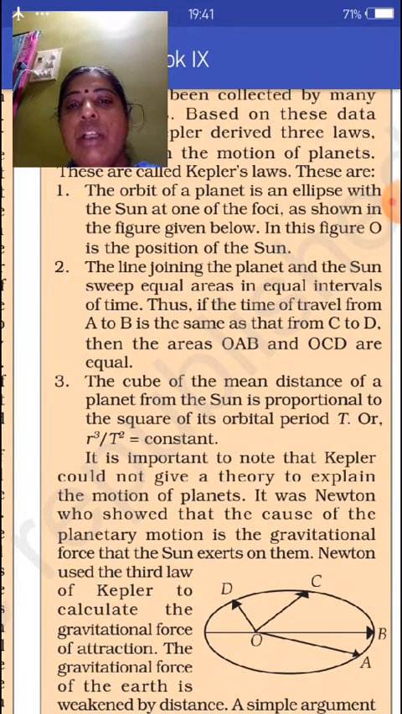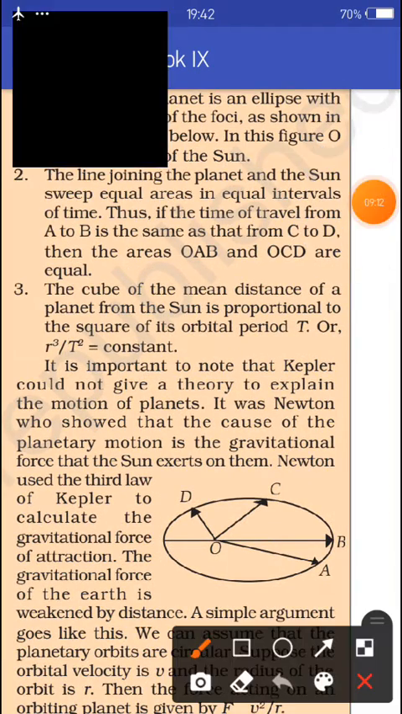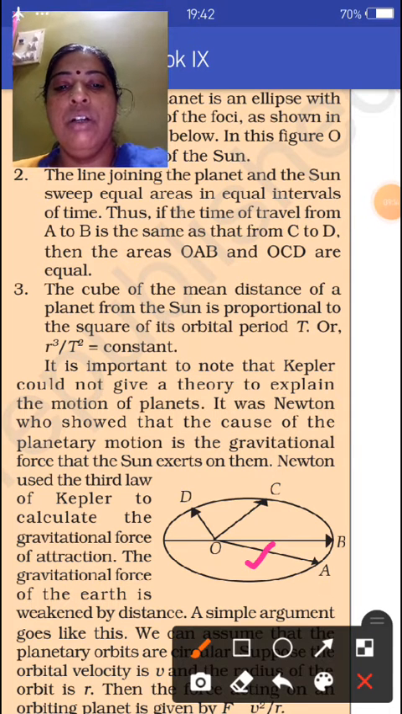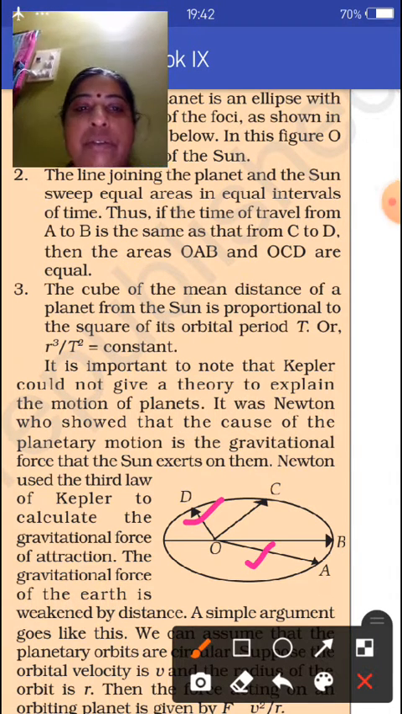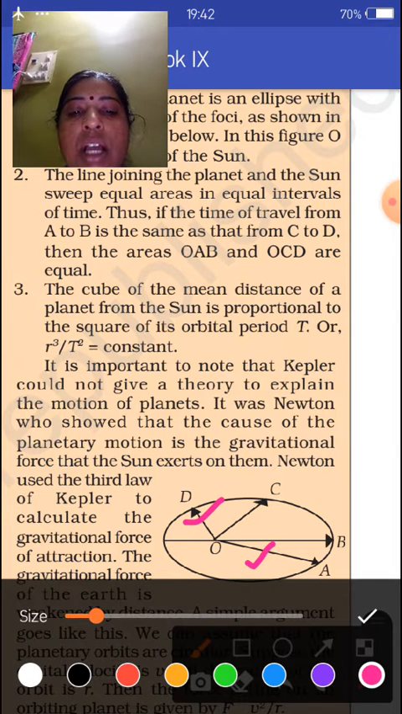Okay, this is the first law of Kepler. Then second law: the line joining the planet and the sun sweeps equal areas in equal intervals of time. Thus, if the time of travel from A to B is the same as that from C to D, then the areas OAB and OCD are equal. We can see in the diagram this is the area of OAB and this is the area of OCD. Okay, both are the same.